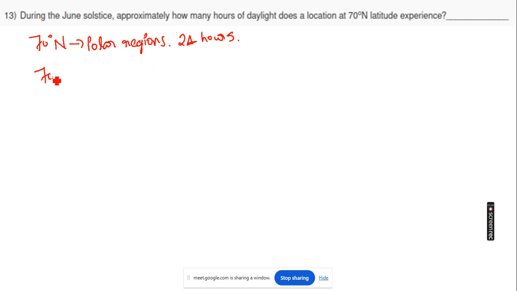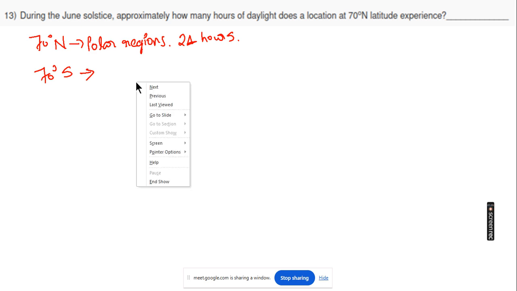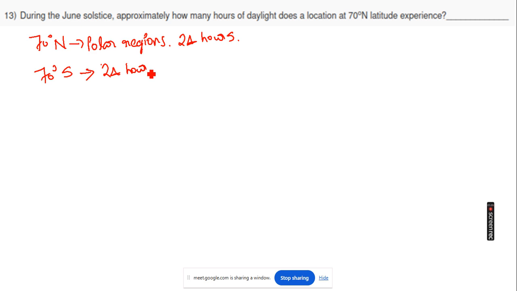Whereas, what will be the condition at 70 degrees south during the June solstice? How will it be? Yes, it will be 24 hours of night.